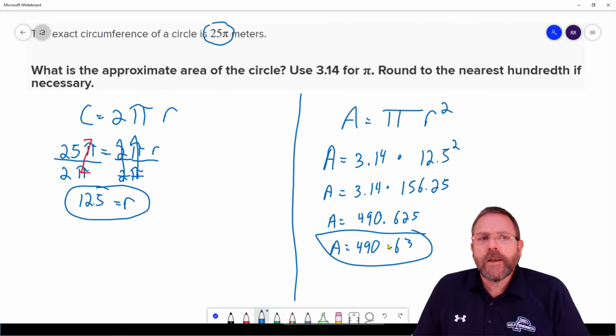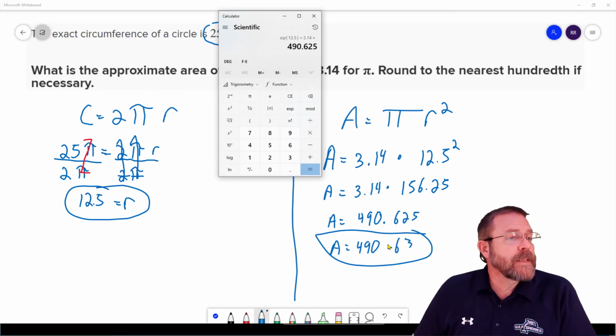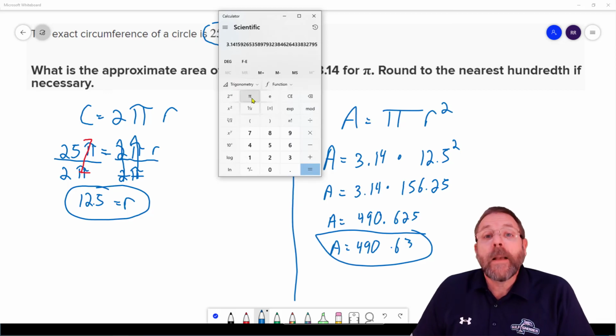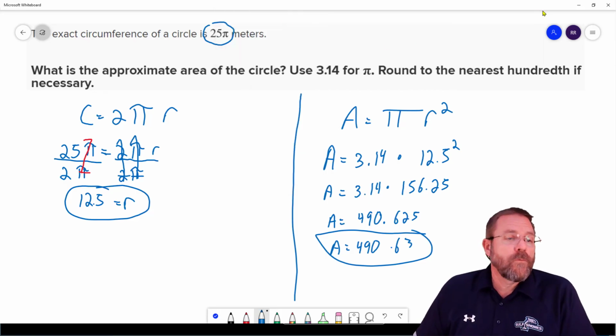Before I check that, I do want to point something out to you. Your calculator has a pi button, which for this calculator is located right there. But if I push it, it doesn't give me 3.14. It gives me a bunch of the decimal places of pi. That's too many. We don't need that for most of what we're doing. 3.14 is sufficient.